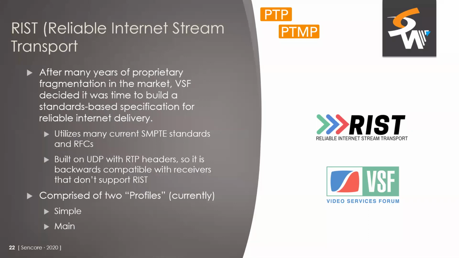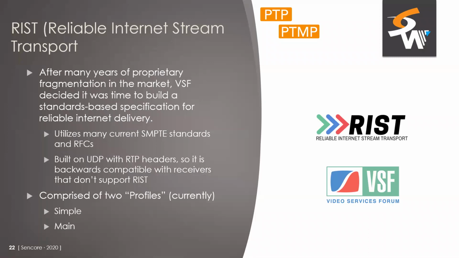with RTP headers. And the reason that this is important is that it makes it backwards compatible with a lot of receiving devices that don't necessarily support RTP. It can just grab the UDP out of there and decode this like it is a normal MPEG over IP stream.